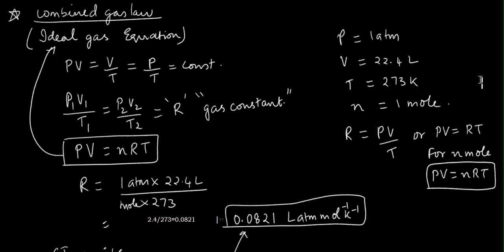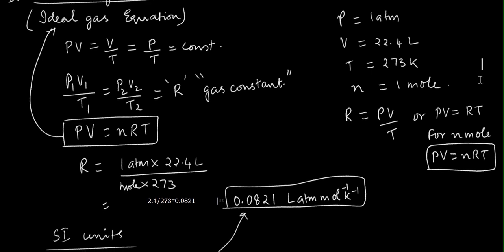In this video, I will explain to you about the various R values. We will derive it from the combined gas equation. The combined gas equation is PV is equal to nRT. We can take it in various forms.